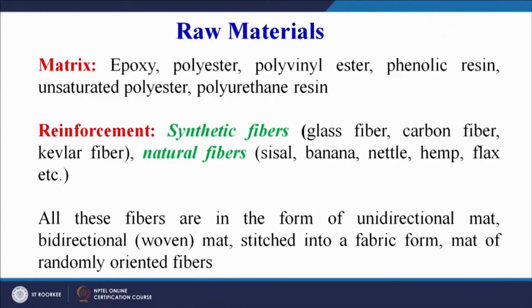And whatever I have said is fortunately also given on the screen. All these fibers are in the form of a unidirectional mat, so all fibers running in one direction, a bidirectional or woven mat stitched into a fabric form or a cloth form, or a mat of randomly oriented fiber. So we can even use randomly oriented fiber, but that has to be in the form of a mat. So that is the type of reinforcements that we can use.